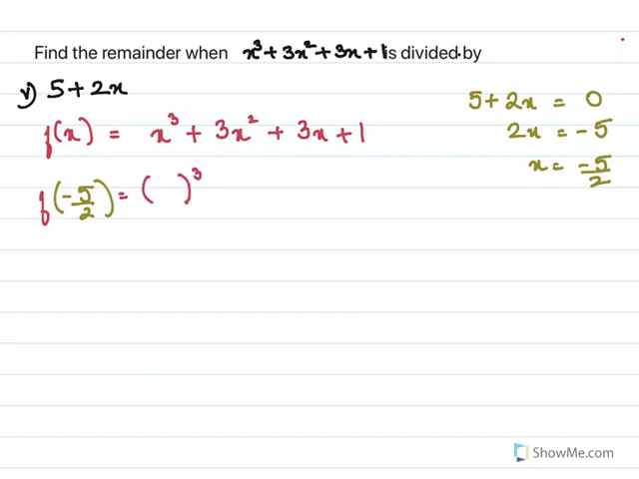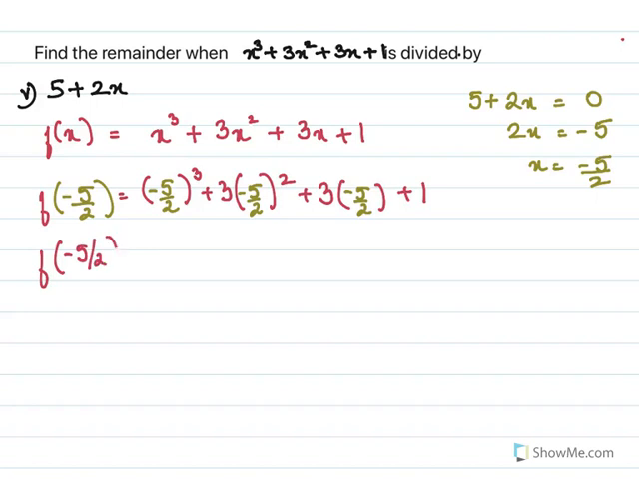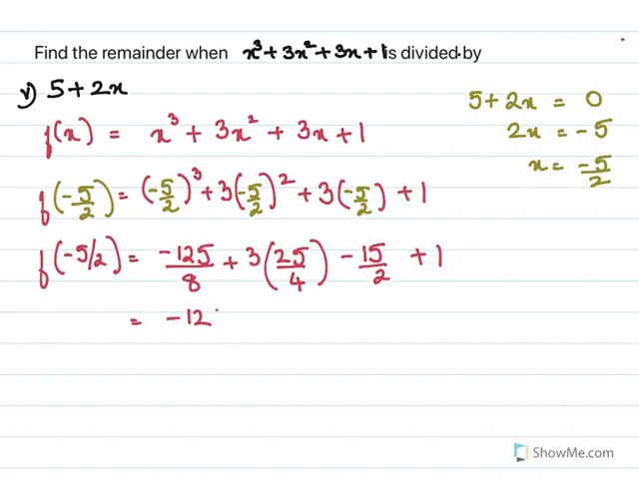So here we take x cube, and wherever there is x we put minus 5 by 2, plus 3x square, and where there is x again we put minus 5 by 2, because we are finding f of minus 5 by 2, plus 3x, 3 into x, and x is minus 5 by 2, plus 1. So f of minus 5 by 2 will be minus 5 cubed, 125 over 2 cubed, which is 8, plus 3 into minus 5 square, which is 25, over 4, and minus 3 into 5, 15 over 2, plus 1. Which is minus 125 over 8 plus 75 over 4 minus 15 by 2 plus 1.